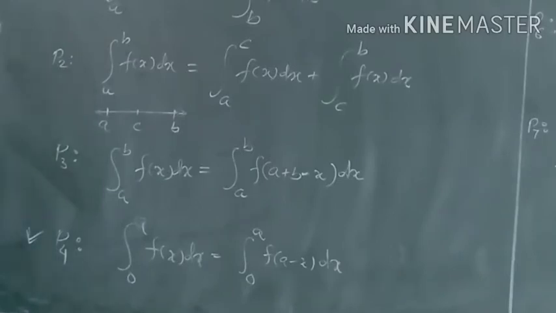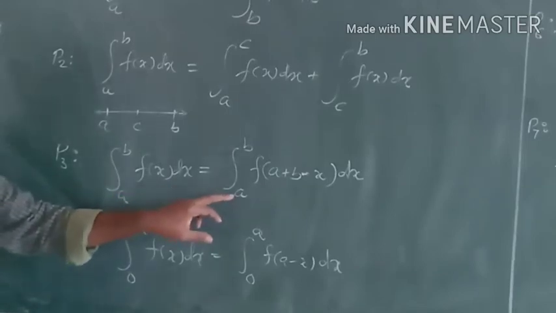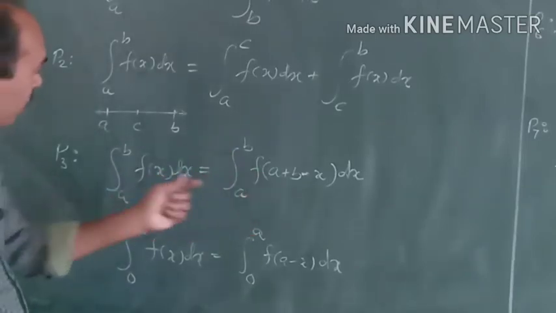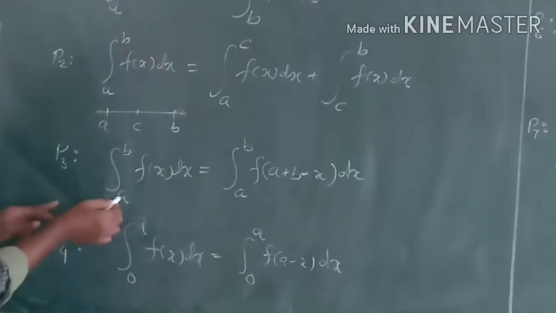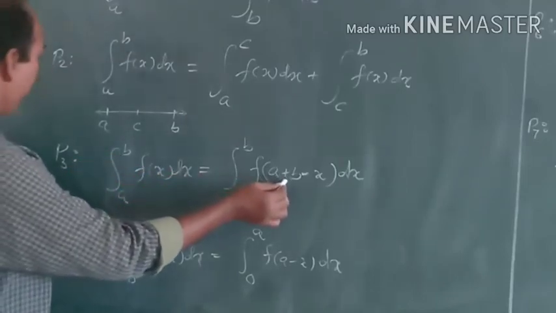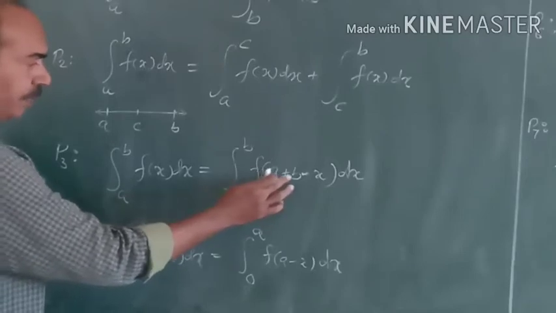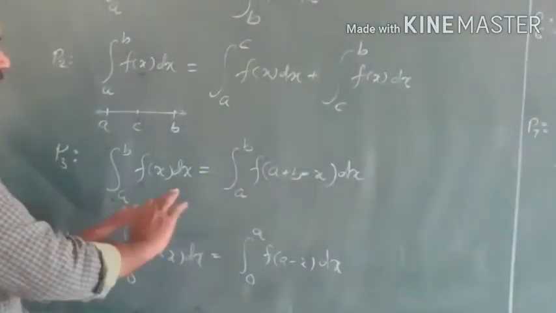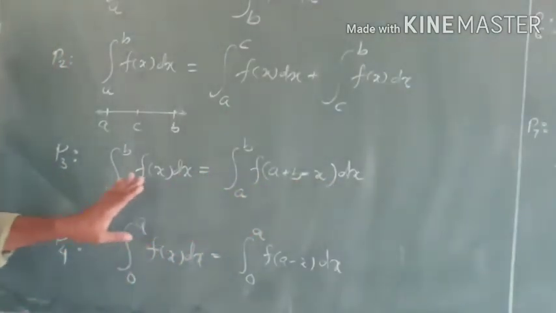Next, property number three: integral a to b f(x) dx is equal to integral a to b f(a + b - x) dx. If we add these two limits and write a plus b minus x in place of x, there will be no effect, both are the same.